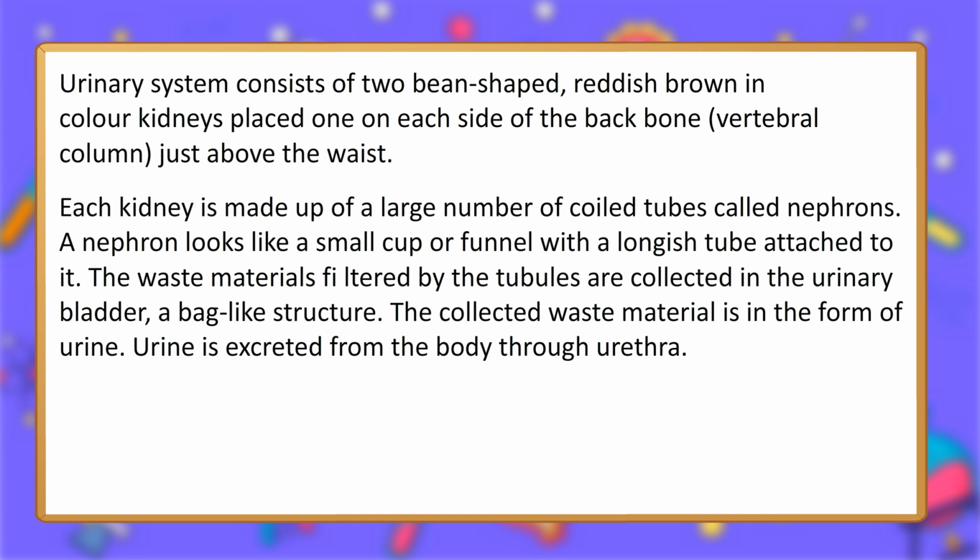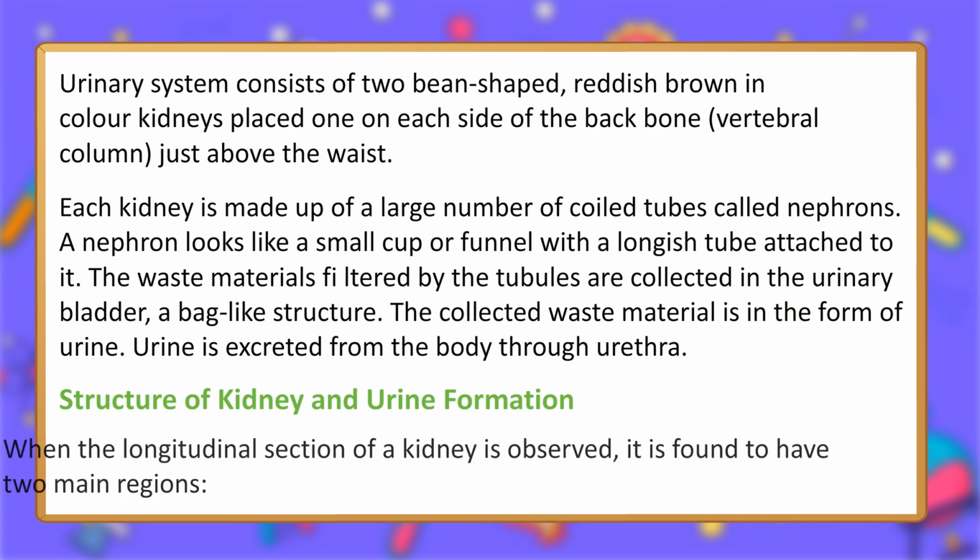The waste materials filtered by the tubules are collected in the urinary bladder, a bag-like structure. The collected waste material is in the form of urine. Urine is excreted from the body through the urethra. Structure of kidney and urine formation.